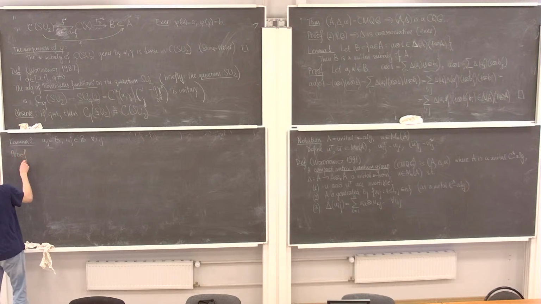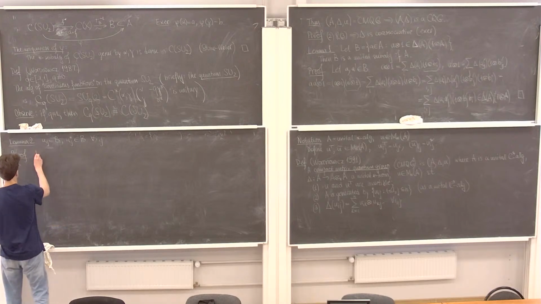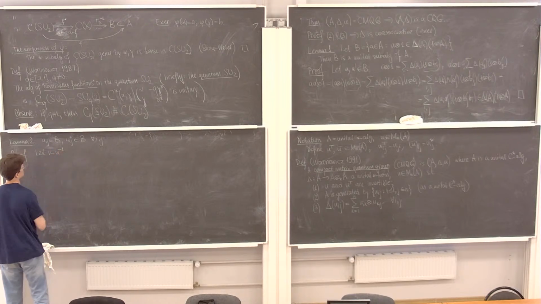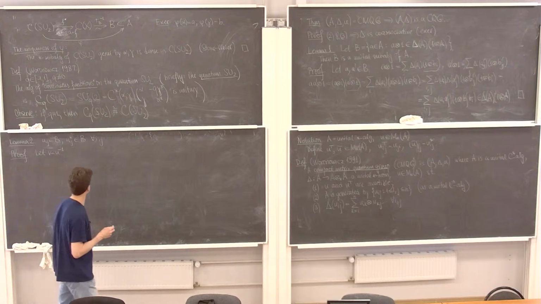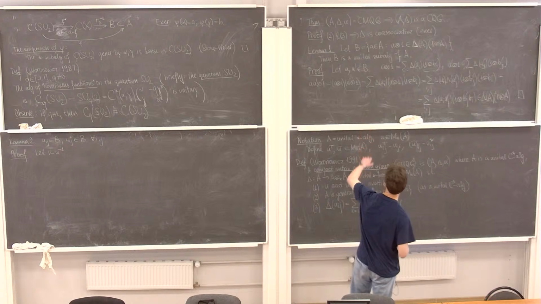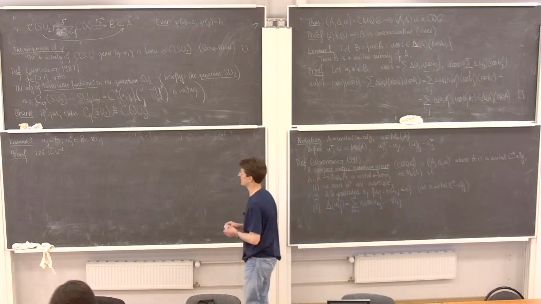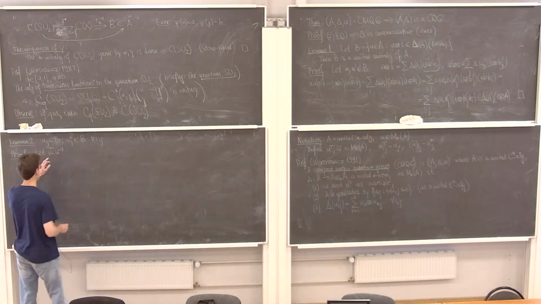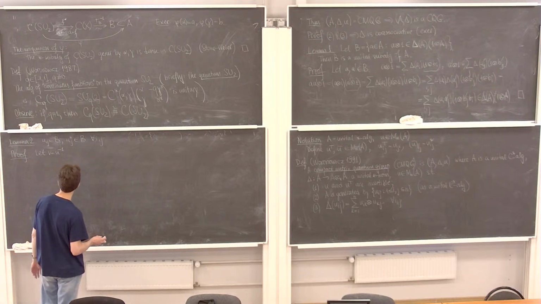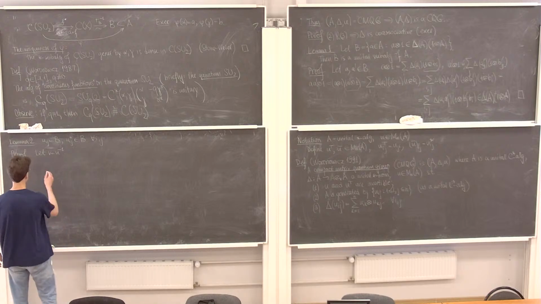Well, let's start with Uij. Let V denote the matrix, the inverse of U. B is the same algebra which was introduced in lemma 1. So let V be the inverse of U. And let's look at the following element.